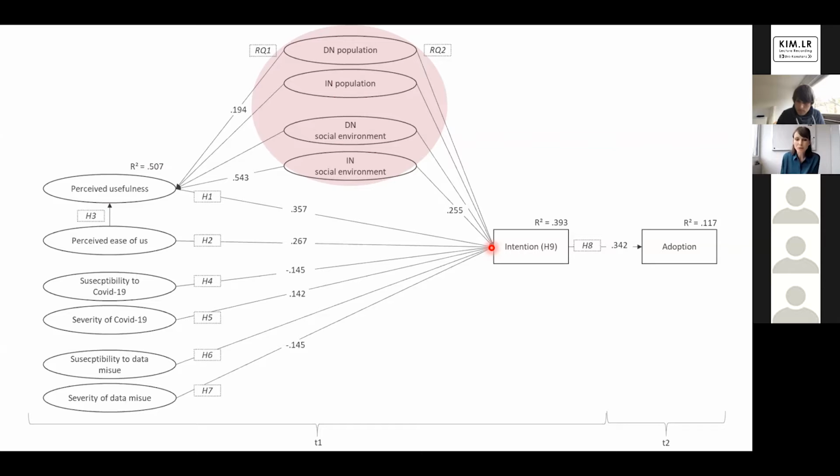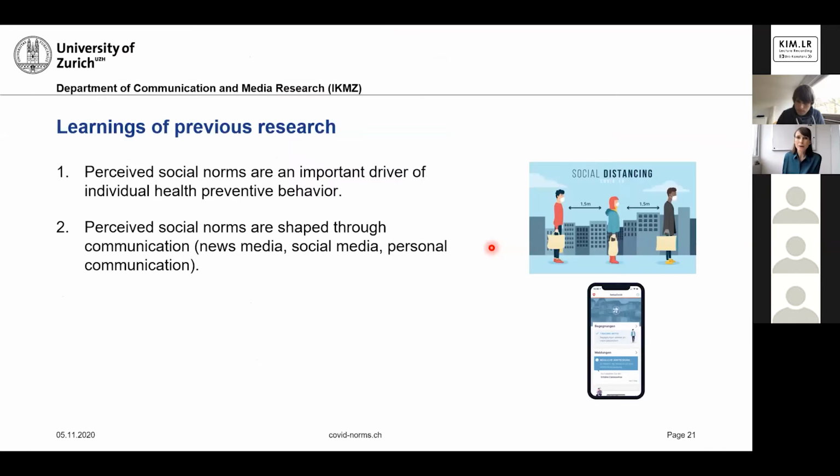So to summarize, the learnings of our previous research are that, first, perceived social norms are an important driver of individual health preventive behavior, and that beyond this, these normative perceptions are shaped through different forms of communication, as indicated in our first study on social distancing. So news media communication, social media communication, and personal communication actually affect our normative perceptions.